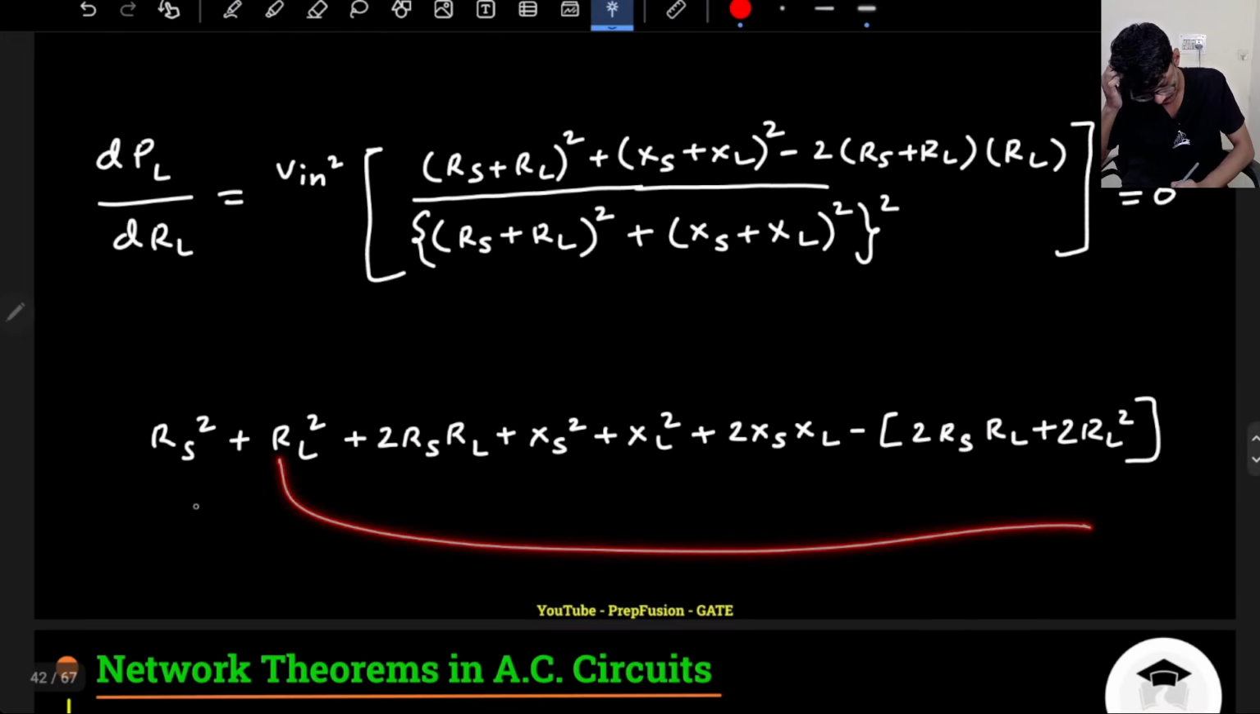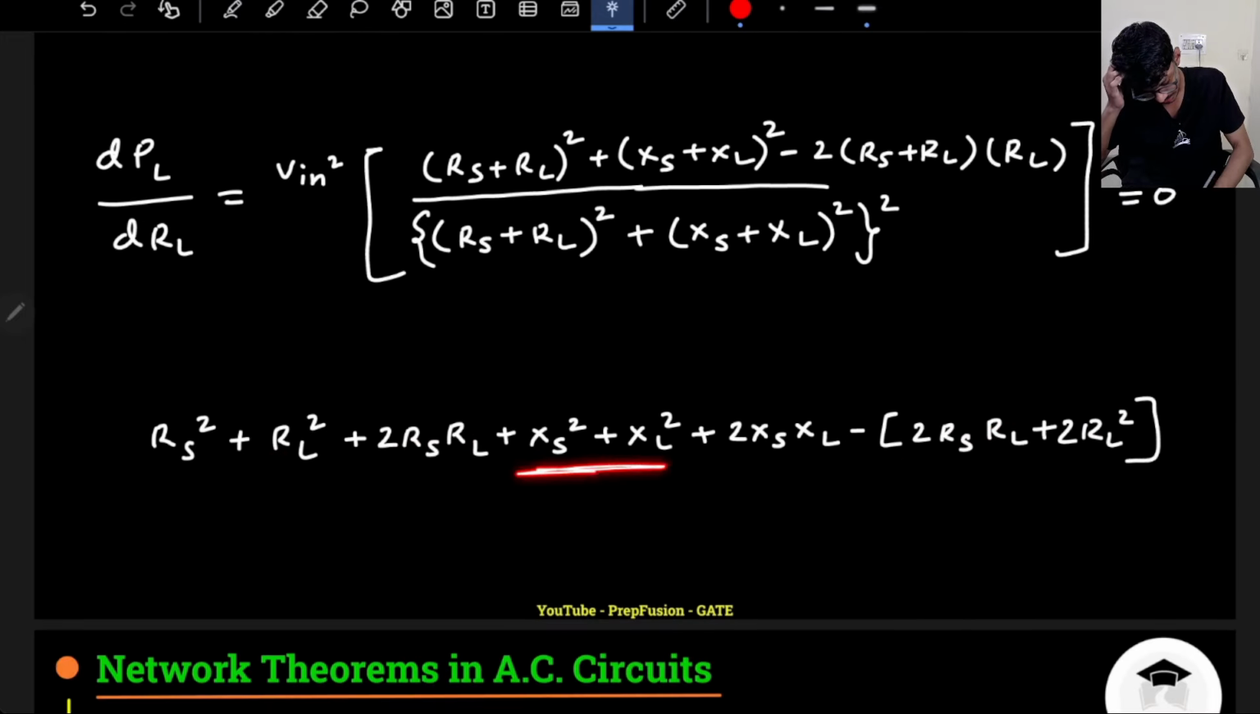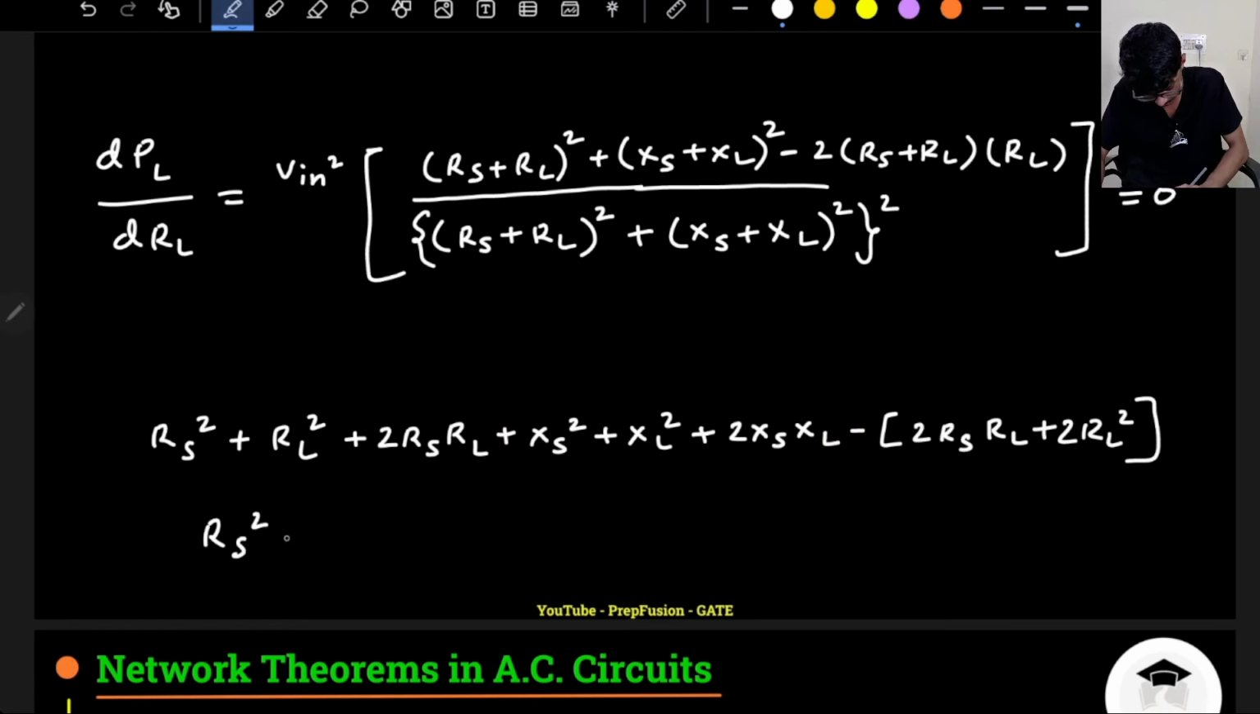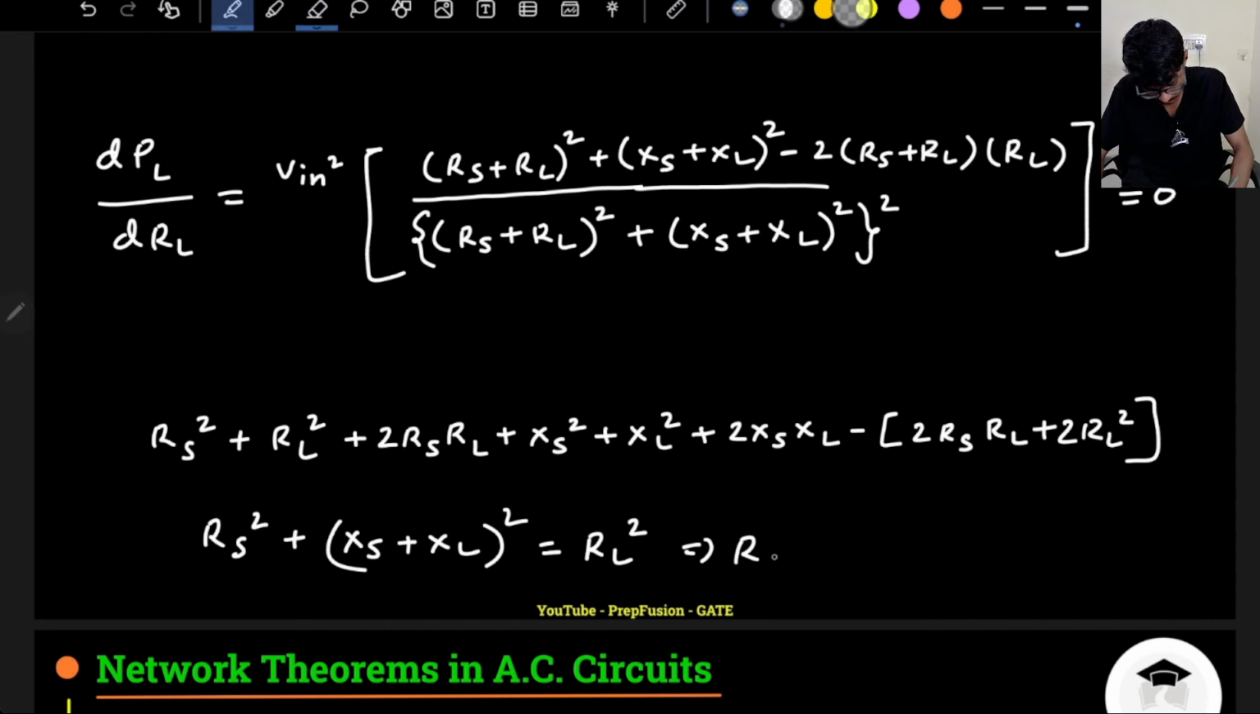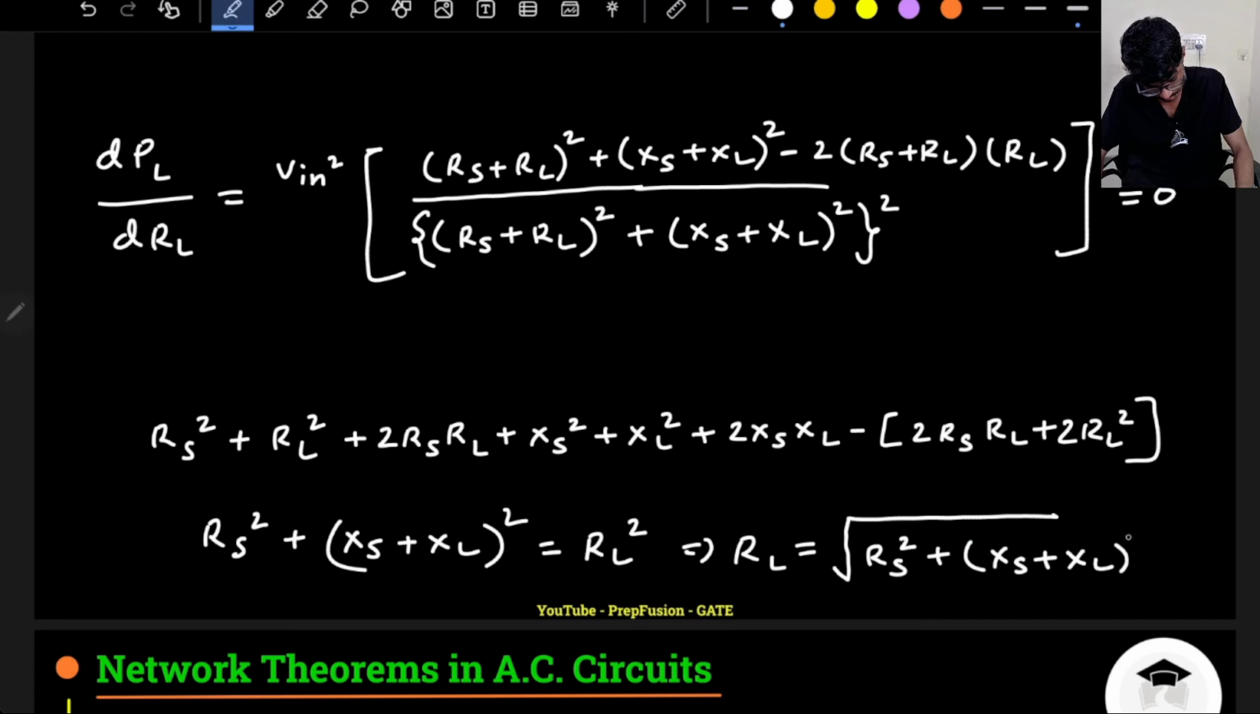This RL square will go here. This RS square will stay here. This will still be XS plus XL whole square, right? So this will be RS square plus XS plus XL whole square equals to RL square basically. So ultimately your RL, I will ignore the negative solution because RL is a positive number. Assumption is it is a passive load. So it will be the square root of RS whole square plus XS plus XL whole square.